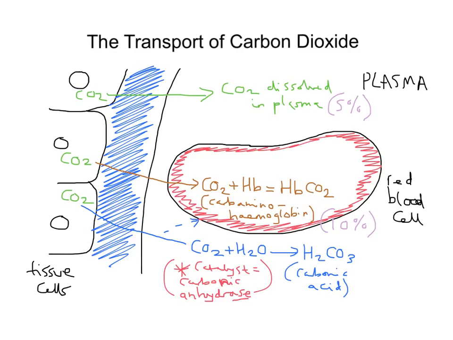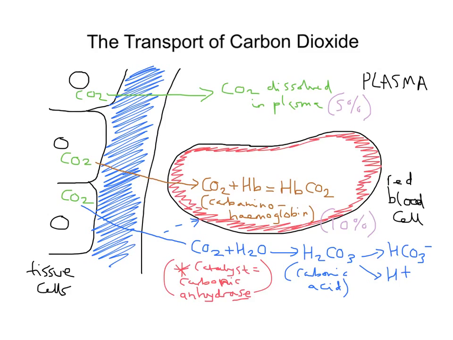Surefire sign of an enzyme. So we've got a catalyst there, carbonic anhydrase, catalysing the reaction between carbon dioxide and water, and we're going to produce carbonic acid. Now that carbonic acid then dissociates into HCO3 minus, hydrogen carbonate ions, and we also get H plus hydrogen ions.